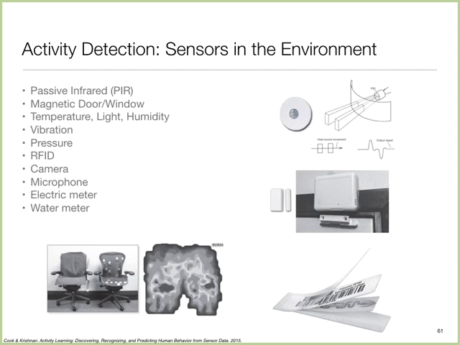Some of these sensors are very local. Like if there's a magnetic door window sensor, it's basically telling us about that particular door or window, not much else. Its footprint is very small. On the other hand, something like, let's say, a camera has a bigger coverage, but of course is obscured by walls. Things like the electric meter and water meter give us a whole house type of view.